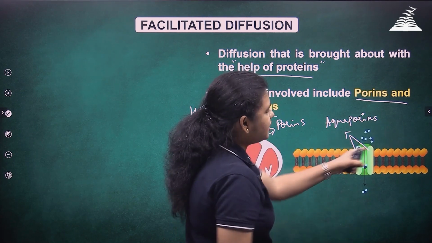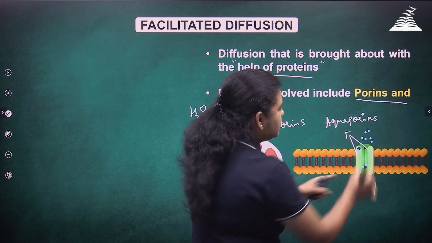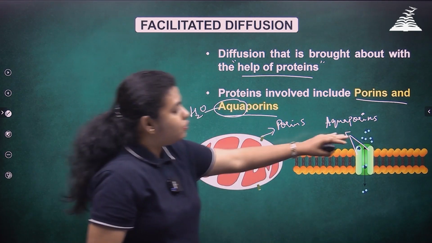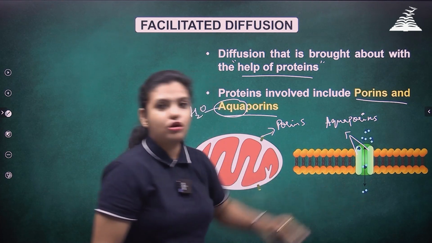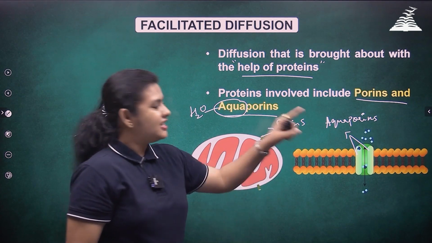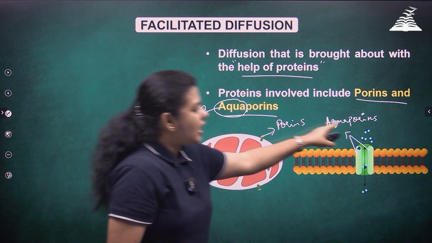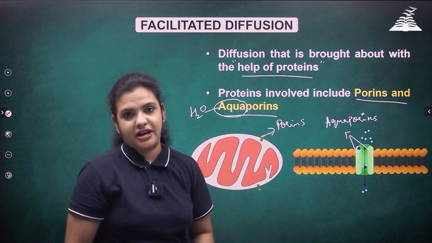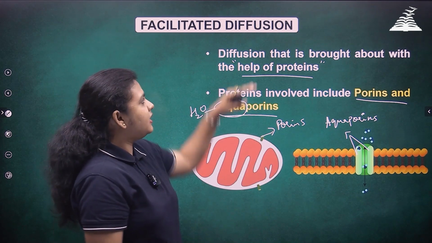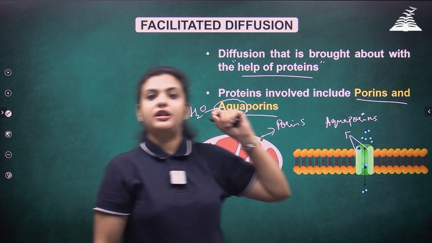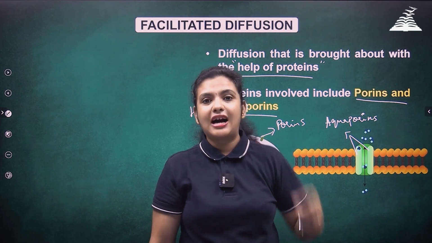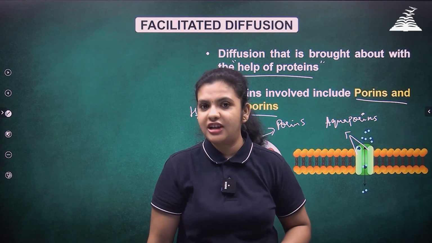So aquaporins, here you see higher molecule is there, lower molecule is there. Movement is happening from higher to lower concentration. This is a water channel. So aquaporin is going to be present. What did you understand? Facilitated diffusion is the one which is happening with the help of proteins.